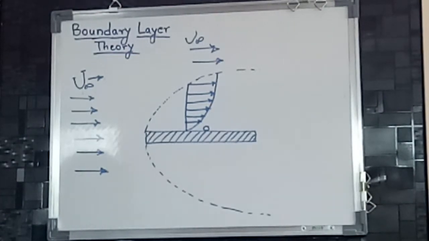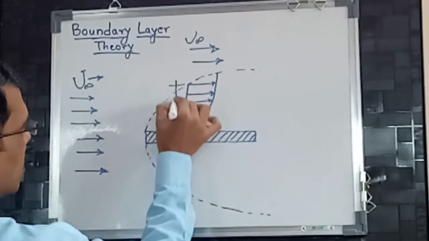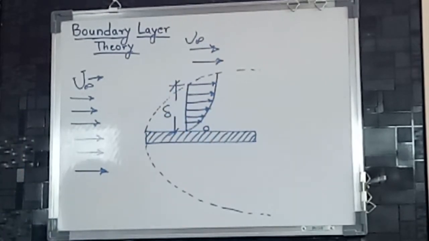Now here, what is this point? The boundary layer thickness, isn't it? So this is the boundary layer thickness.